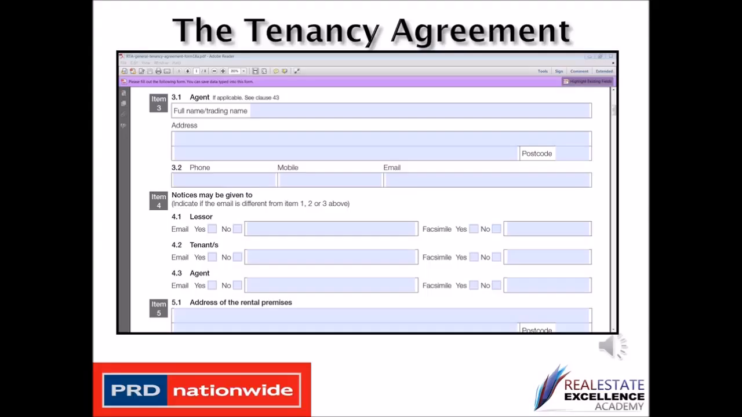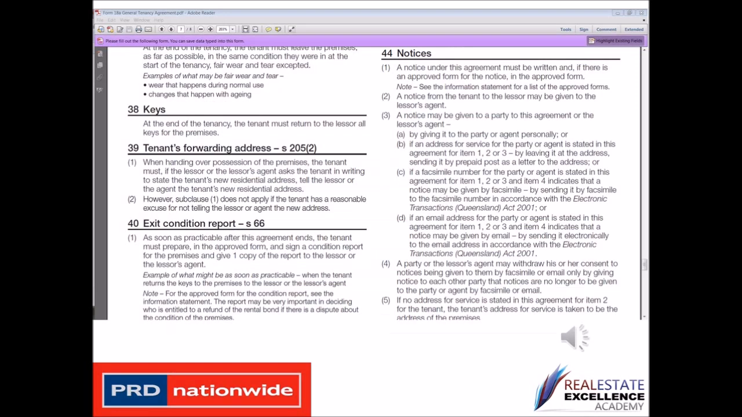Before we proceed any further, let's discuss the meaning of notices as per the terms in the contract. Standard Term 44 of the contract sets out the meaning of notices and further explanation. Subsection 1 states a notice under this agreement must be written, and if there is an approved form for the notice, it must be in the approved form. All communication and notices throughout this agreement must be in writing.